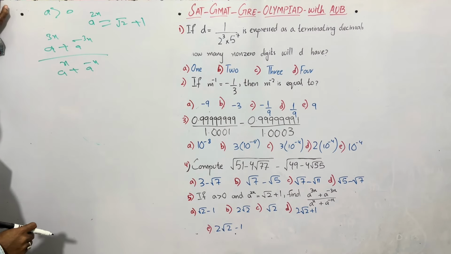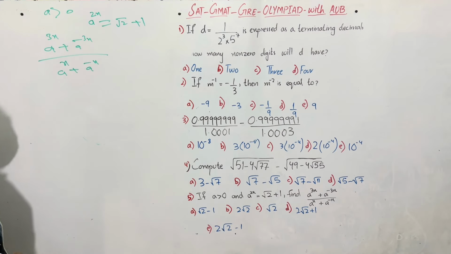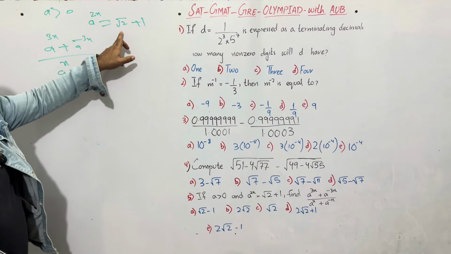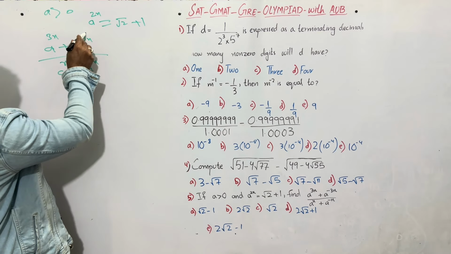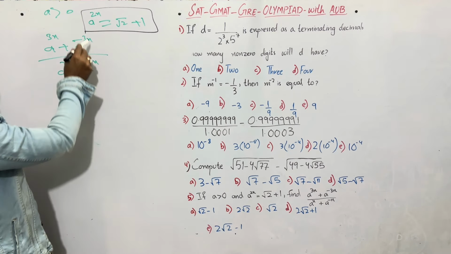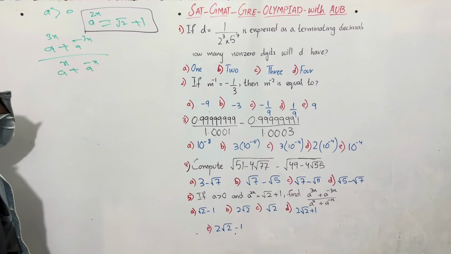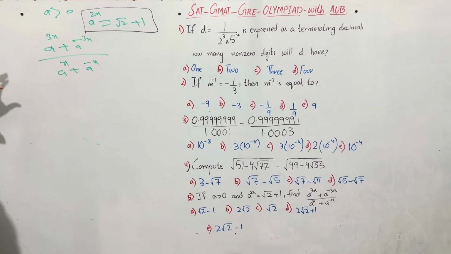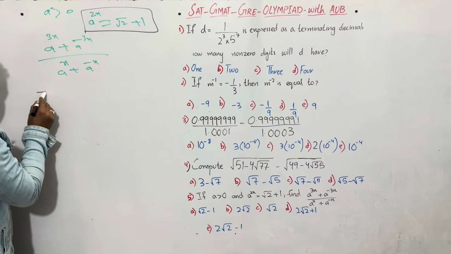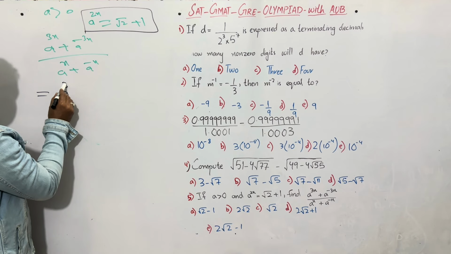We have been given some limiting conditions. A is positive, so we can deal with it. A raised 2x is equal to under root 2 plus 1. It's our game changer. It is something special. Before putting the value here, simplify the question.